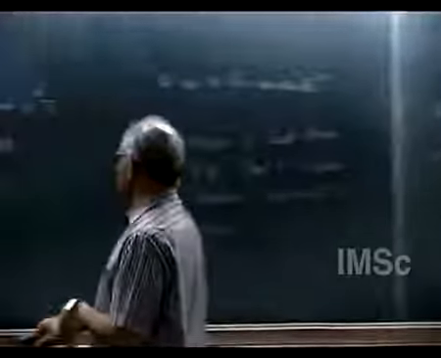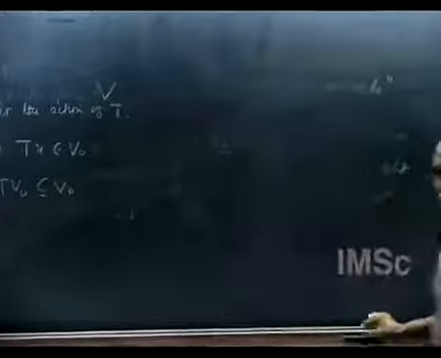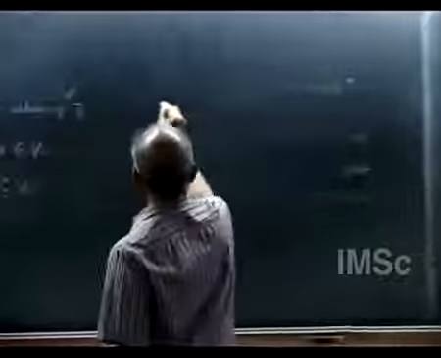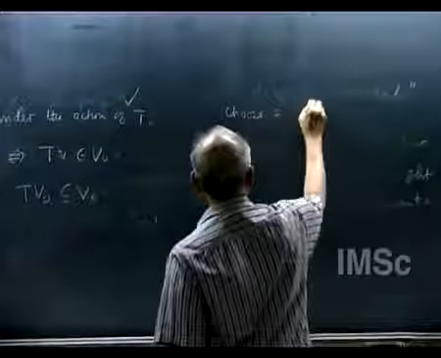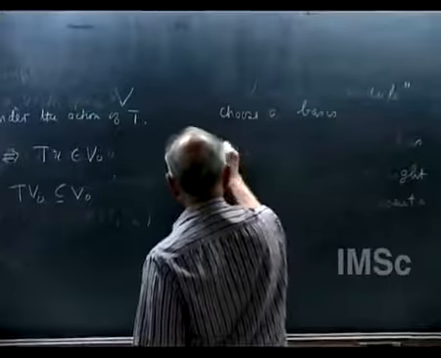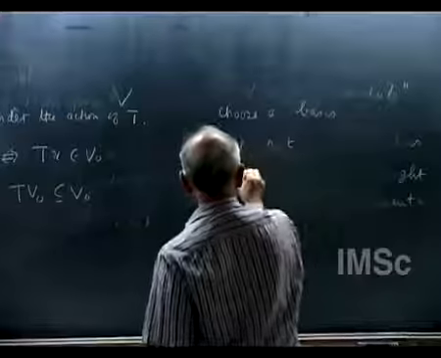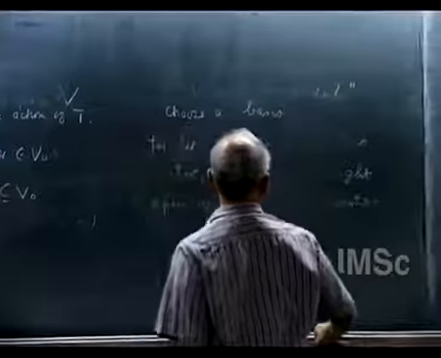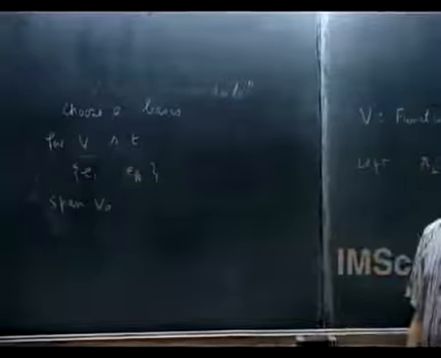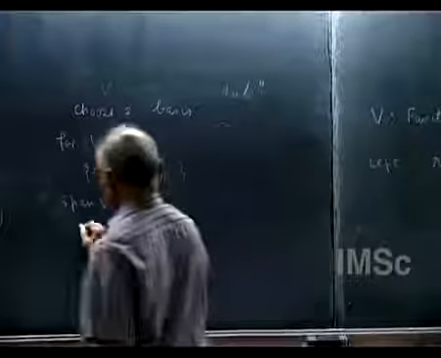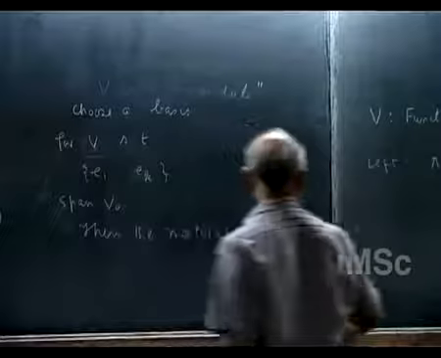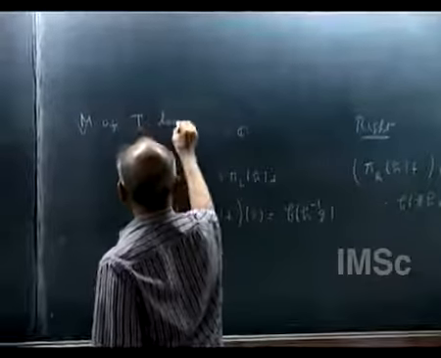Now we want to understand this T a little better. So let me see what might be the shape of the matrix of T. I choose a basis for V such that, say, the first k of them span V0. The rest I don't care. Then the matrix, say M of T, looks like, can you tell me?